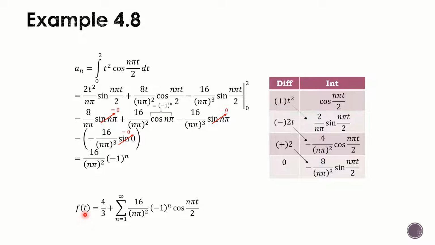Substitute into the formula of Fourier cosine series. So f(t) equals a naught over 2, which is 8 over 3 divided by 2, is 4 over 3, plus the summation of a_n, which is 16 over n pi squared times minus 1 to the power of n, cos(n pi t over L), where L equals 2, n from 1 to infinity.